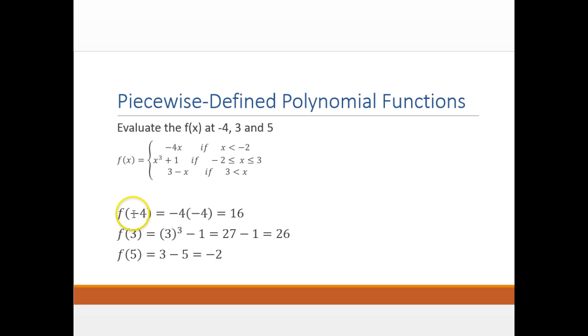So when I look at f(-4), we simply look at negative 4 as our x value, and we look at each of our pieces. Is negative 4 less than negative 2? Yes, it is. That means I'm going to plug into the top piece. Negative 4 times negative 4 is 16.